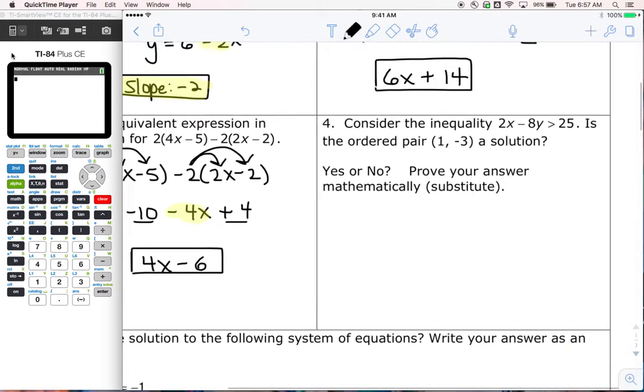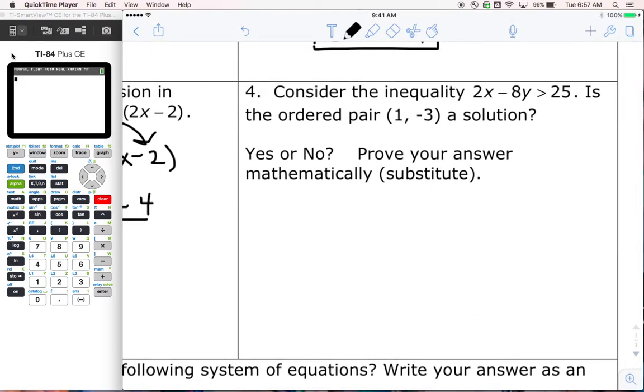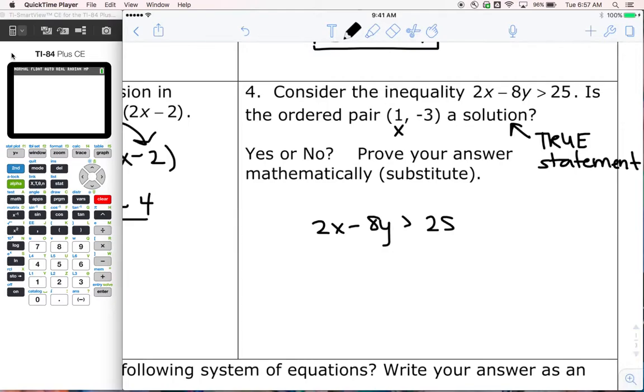Problem 4. Consider the inequality 2x minus 8y is greater than 25. Is the ordered pair 1, negative 3 a solution? A solution means it makes it a true statement, because inequalities are statements. So here we've got 2x minus 8y is greater than 25. Well, x is supposed to be 1 and y is supposed to be negative 3.